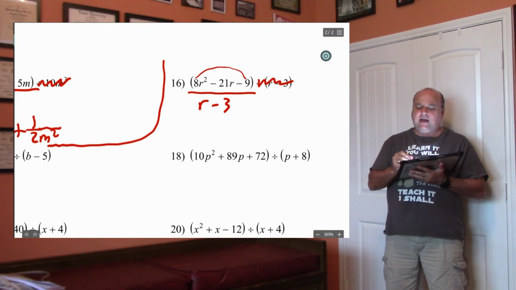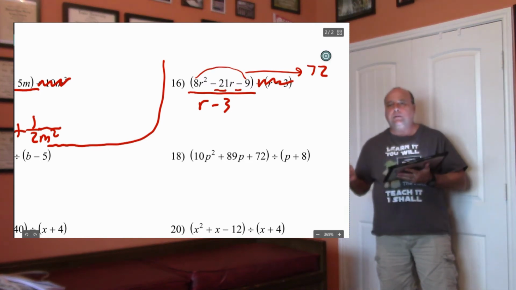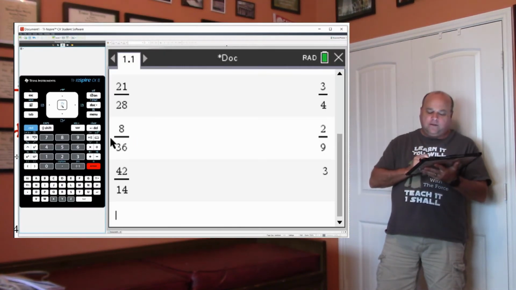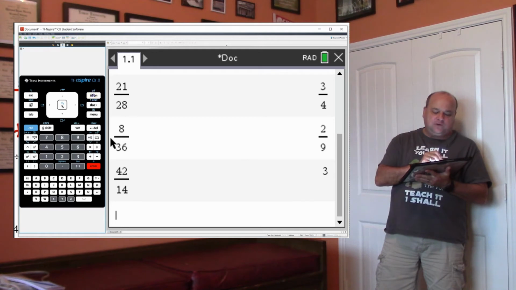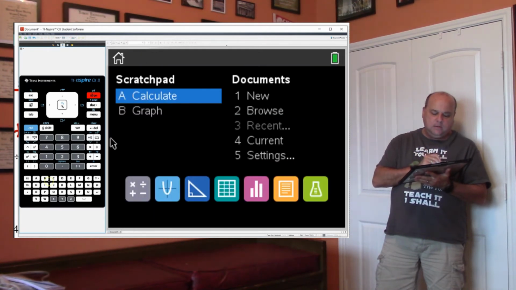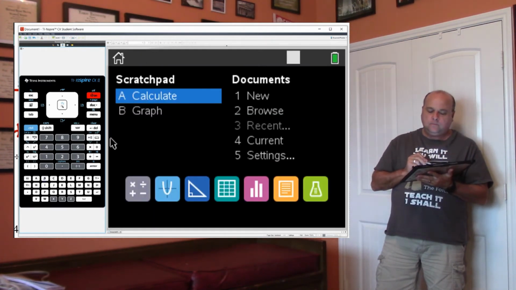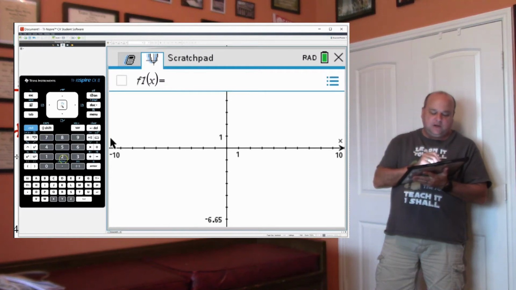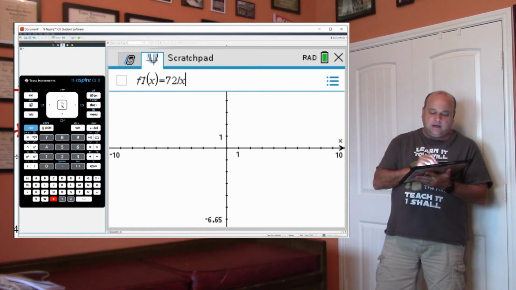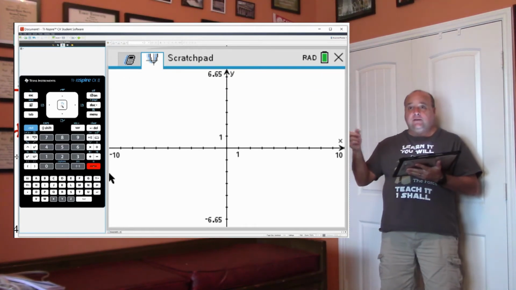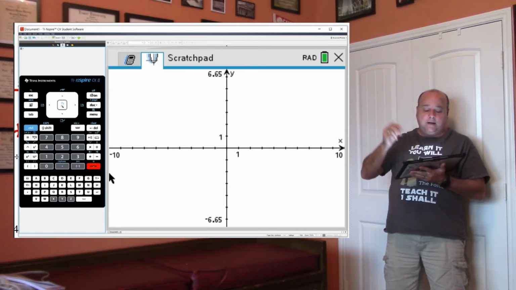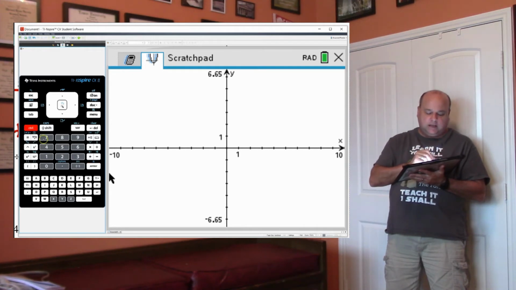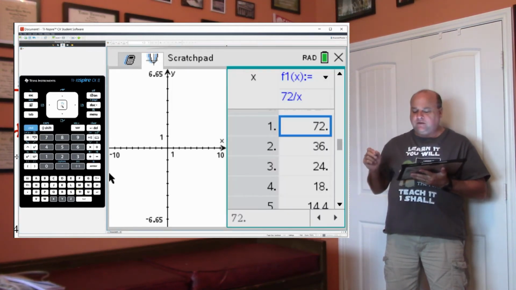So we're going to take the 8 and the 9 and multiply and get 72. Now then, I need to subtract the factors of 72 and get 21. Remember, you could go to the calculator, go to graph. So I'm going to hit home and graph, B. And then I'm going to do 72 divided by x, then hit enter, and now I can't see the graph because of the y-intercept 72, but I can hit Control T, and that gives me the factors of 72.